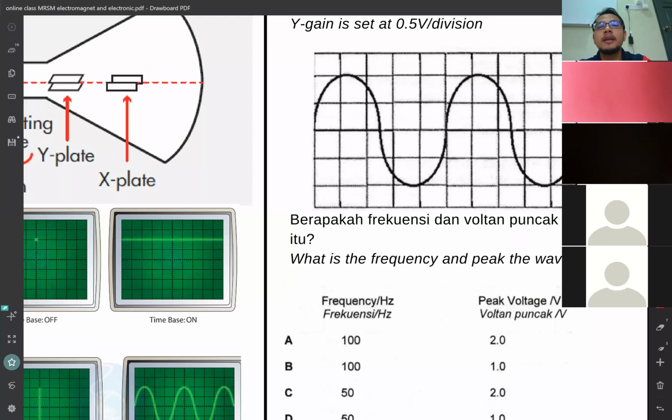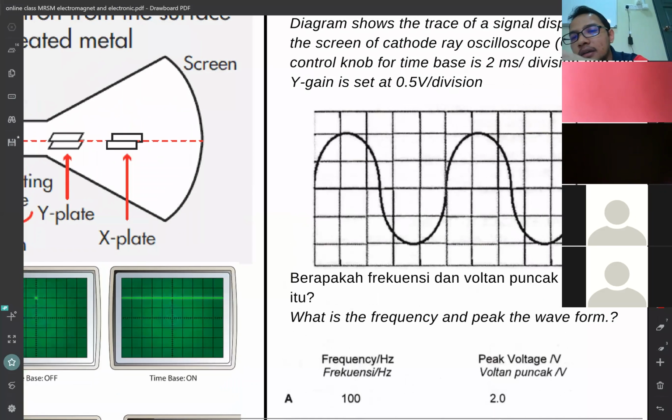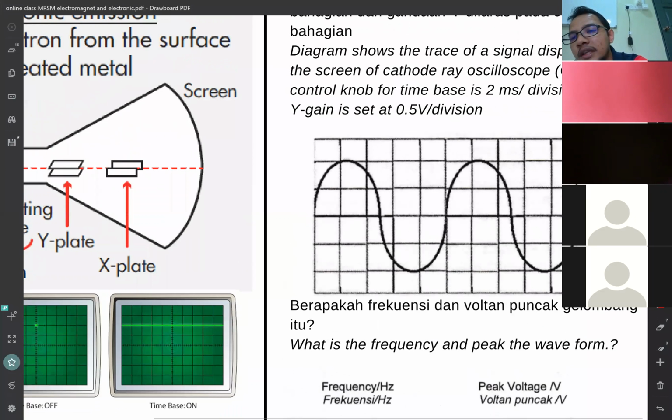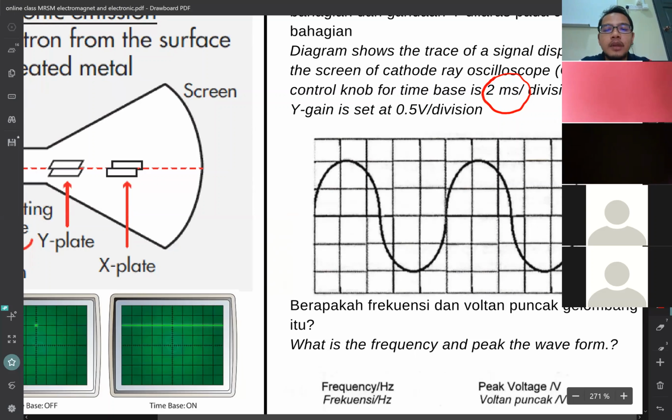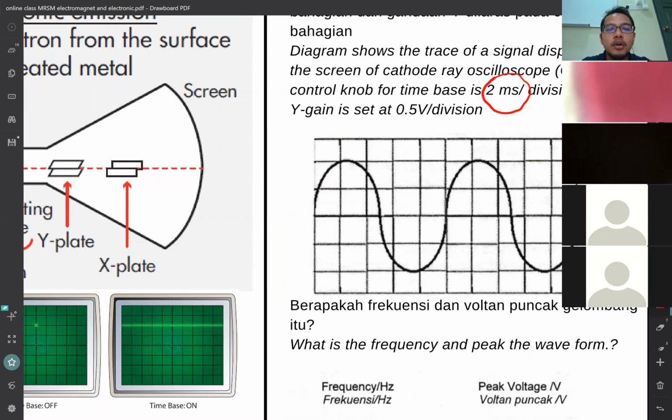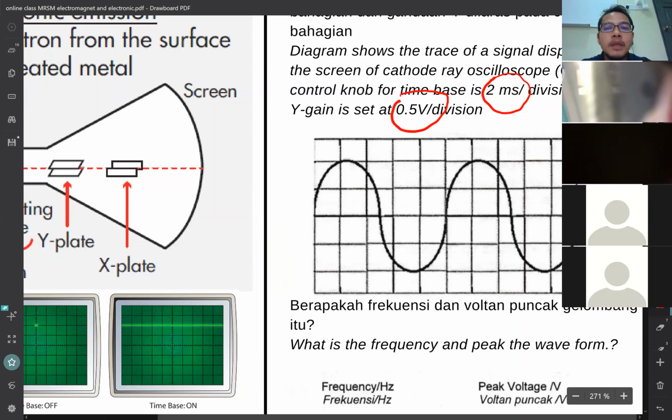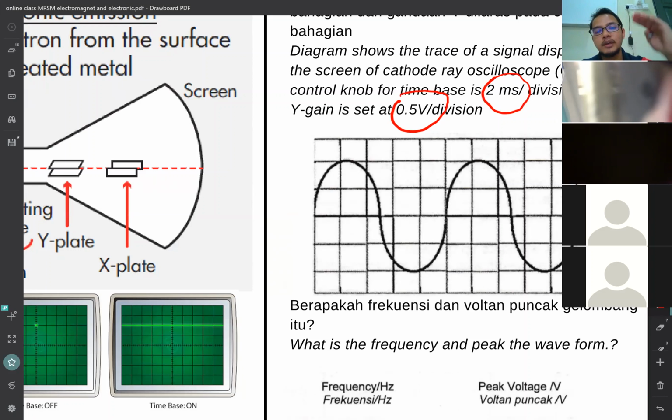Okay, to answer this, when the question states 2 millisecond per division, it means 2 millisecond per box. And for Y gain, when they say 0.5 volt per division, it means 0.5 volt per box, in the upward direction. So we start by finding the volt.